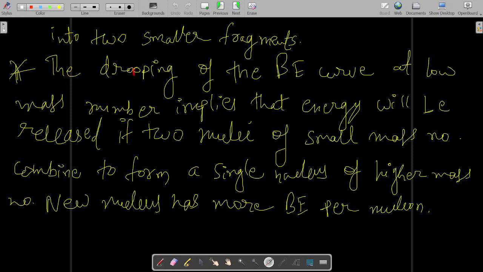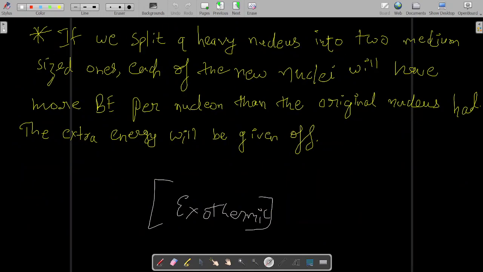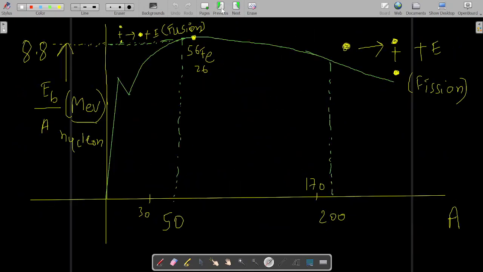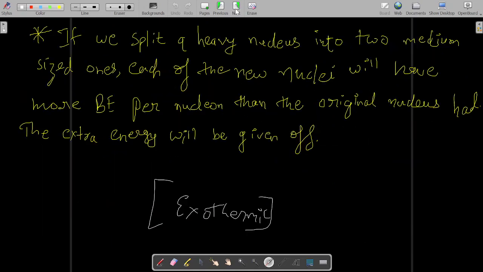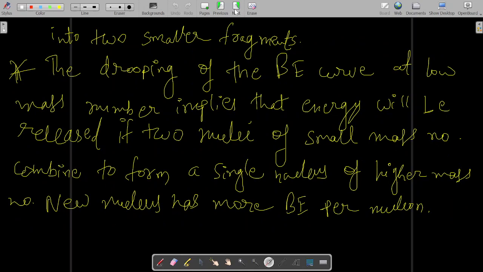The drooping of the binding energy curve at low mass number implies that energy will be released if two nuclei of smaller mass number combine to form a single nucleus of higher mass number. The new nucleus has more binding energy per nucleon. This is very clear, the drooping of the curve. The curve is drooping over here. So very light nuclei are also unstable. That's what it means.